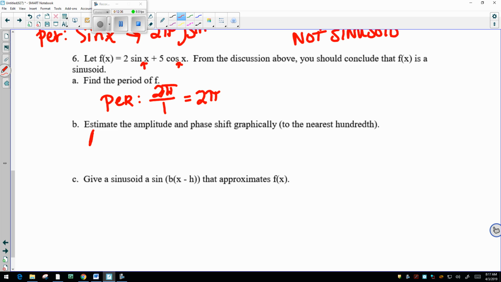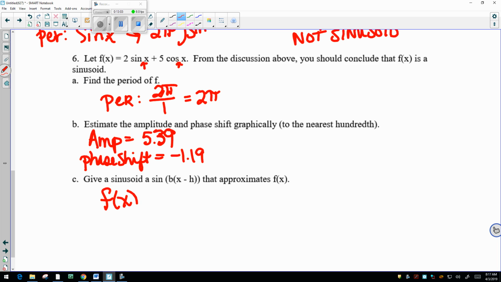Okay, so we found the amplitude. That was your max value. The amplitude turned out to be roughly 5.39. And we found that phase shift to be about negative 1.19. So when we write this function, going back down here, we're going to use this formula. That's our sinusoid formula.